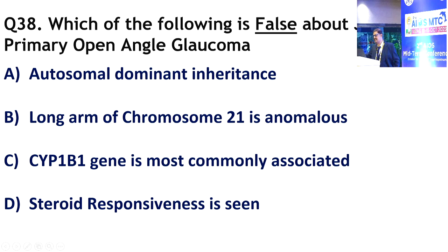Option A, autosomal dominant inheritance is seen. Option B, long arm of chromosome 21 is anomalous. Option C, CYP1B1 gene is most commonly associated. Option D, steroid responsiveness is seen.